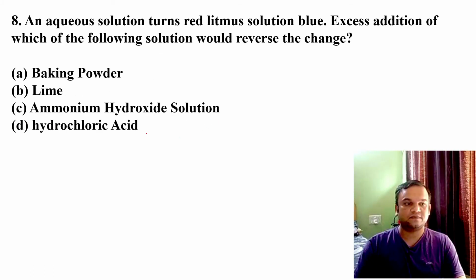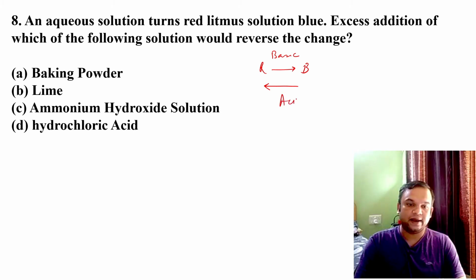Next question is, an aqueous solution turns red litmus blue. Excess addition of which of the following solutions will reverse the change? If red litmus turns blue, it means that the solution is basic in nature. And if we want to reverse the change, means blue litmus becoming red, then we have to add excess amount of acid to it, and that is why here the option should be option D, that is hydrochloric acid.